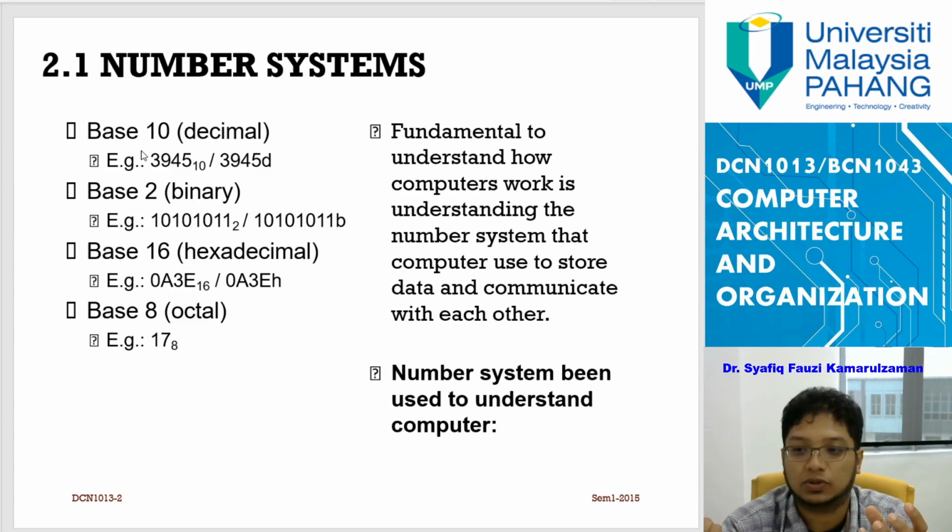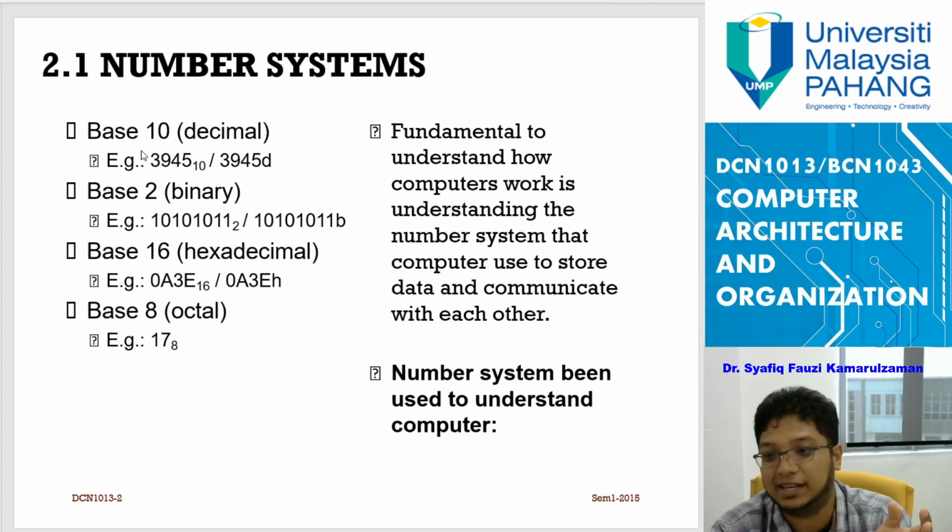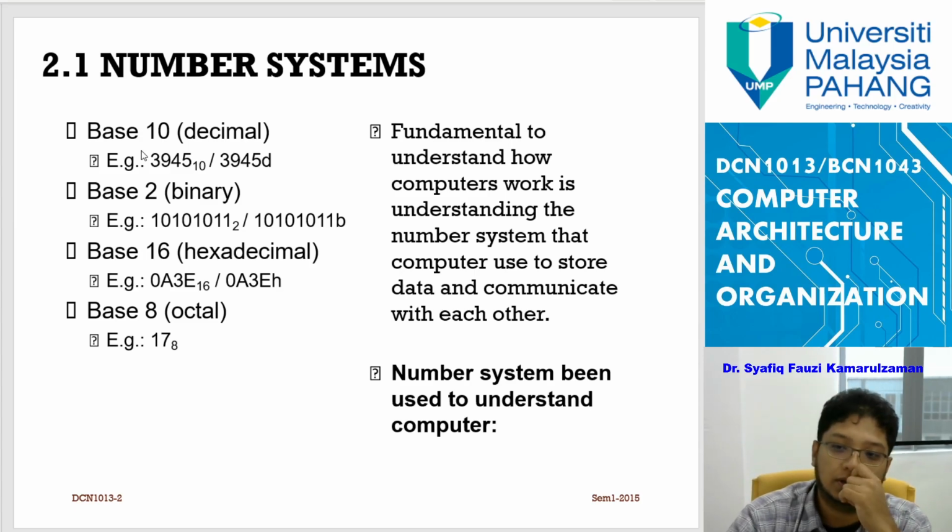Okay, so that's why we have 10 in binary as 2 in decimal. For hexadecimal we have 16 digits, which is from 0 until F. So what does it mean by 0 until F? You have 0 until 9 and then continue with A, B, C, D, E, F. So that's why you can see that the representation of hexadecimal includes alphabet as well.